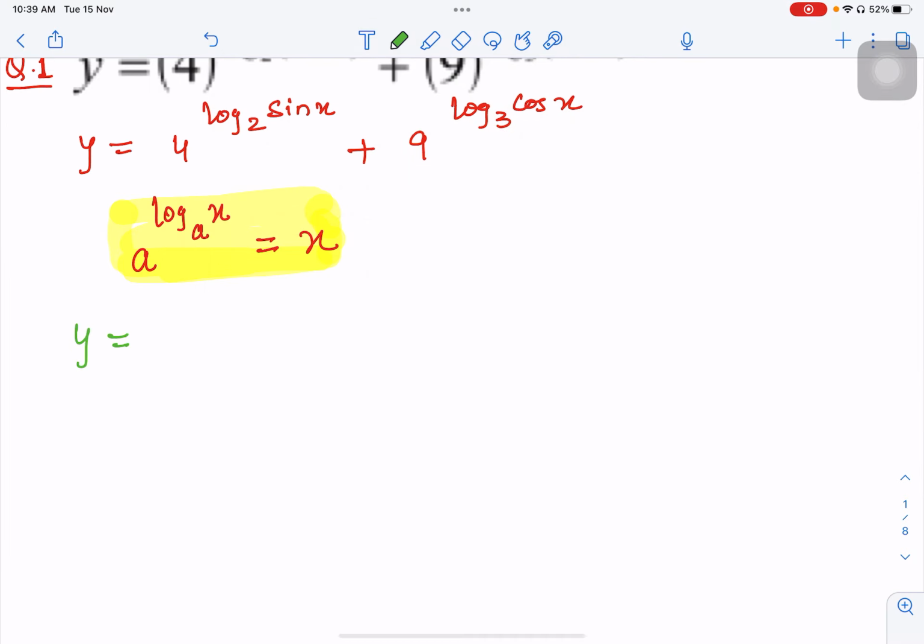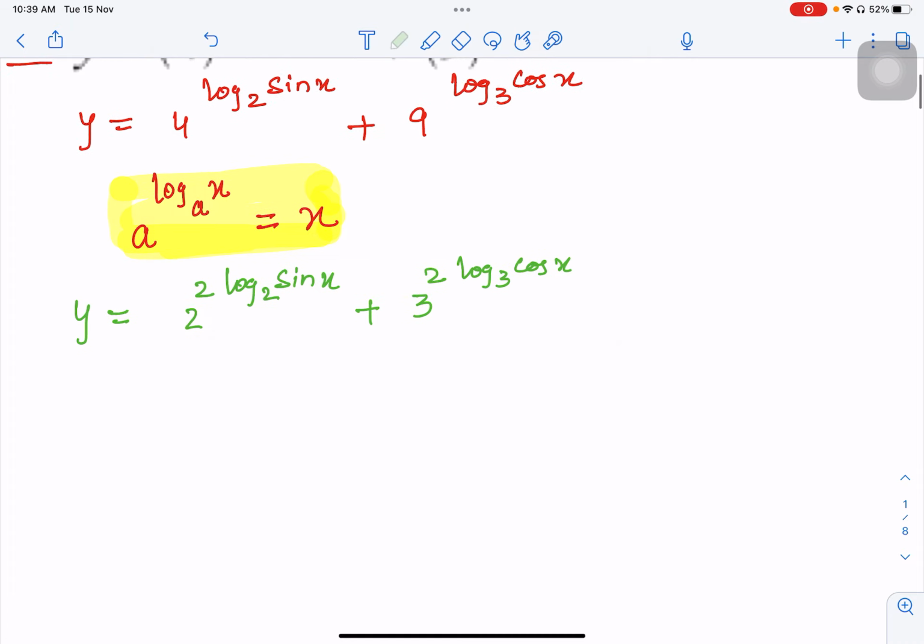So we'll have y equals, can I write 4 as 2 raised to 2, log sin x to the base 2, plus similarly I'll write 9 as 3 raised to 2, log cos x to the base 3.